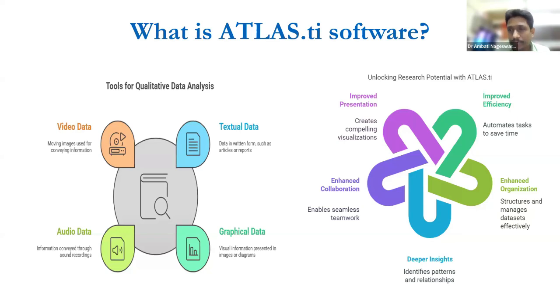Instead of blindly following whatever codes and themes ATLAS.ti gives and taking them to the next level, it's always better to go back. At least randomly, you can check a couple of codes and themes and see how they were generated. Are they really suiting your research objectives? Are they really going as per your research questions or the purpose of your study or not, right? So, improved efficiency: it is going to save your time, energy, and resources.